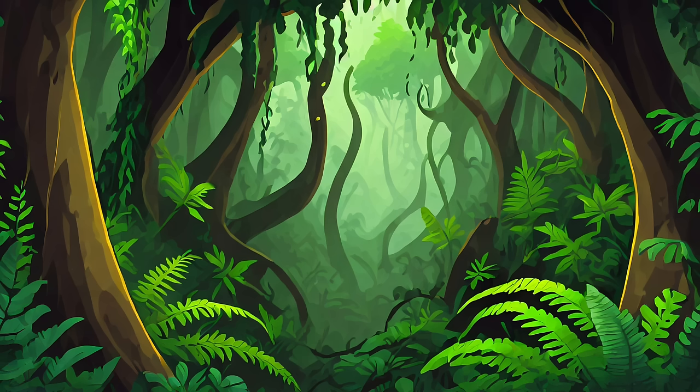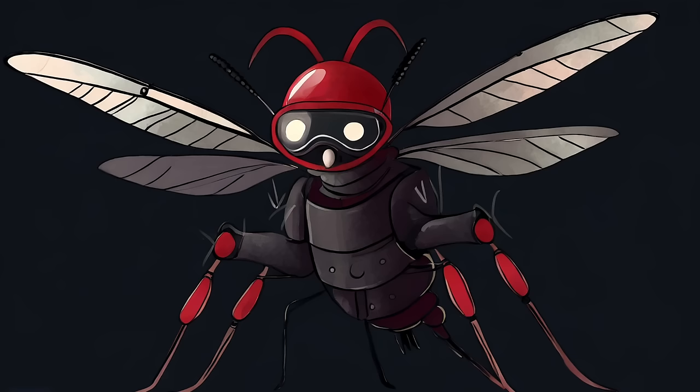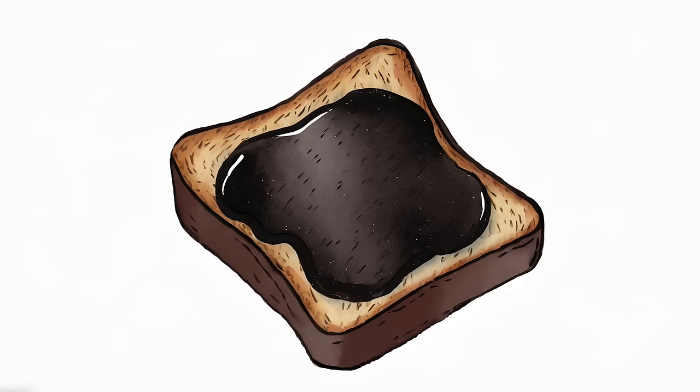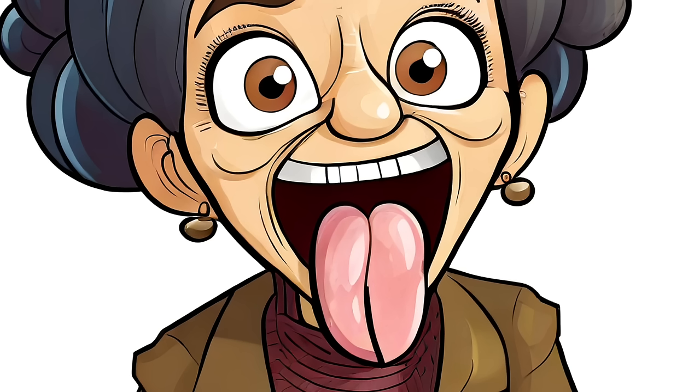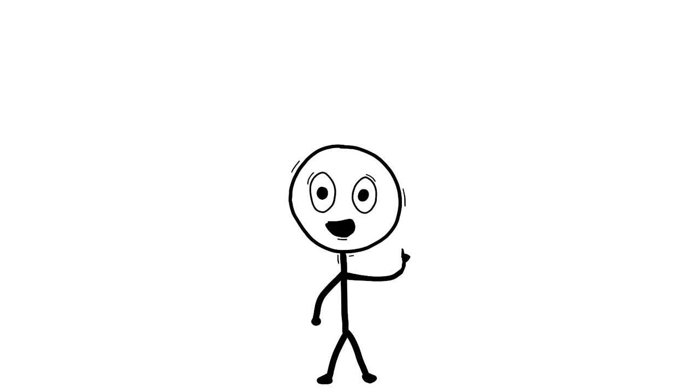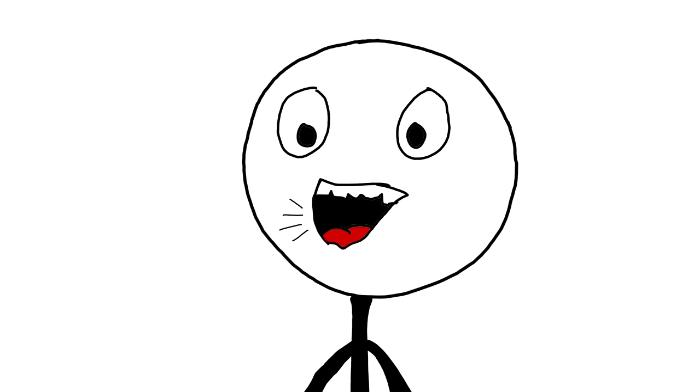Number 2. The Amazonian Assassins. In the dense, uncharted depths of the Amazon, where even the mosquitoes wear armor, there resides a plant with a reputation darker than your grandma's burnt toast. They call it the mother-in-law's tongue, but its real moniker is Dieffenbachia, a name so complex you might sprain your tongue trying to pronounce it.